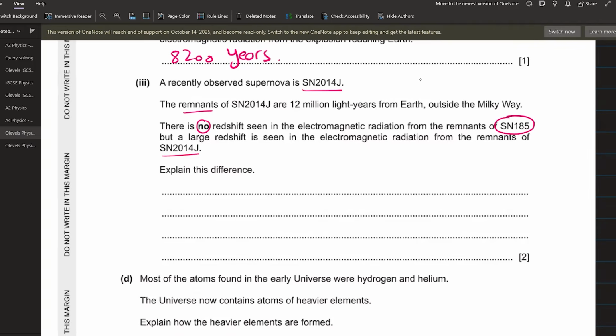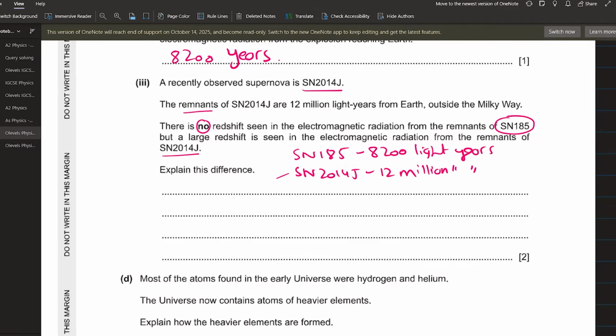SN2014G. एक्सप्लेन दिस डिफरेंस। बेटा फर्स्ट ऑफ ऑल तो आपको याद होना चाहिए कि रेड शिफ्ट इंक्रीजेज विथ डिस्टेंस। द फर्दर अवे यू आर फ्रॉम द अर्थ द लार्जर द रेड शिफ्ट। SN185 कितने डिस्टेंस पे है अर्थ से? 8200 लाइट ईयर्स। However, ये जो दूसरा वाला सुपरनोवा है SN2014 कैपिटल जी, दिस इज एट अ डिस्टेंस ऑफ 12 मिलियन लाइट ईयर्स। कौन सा ज्यादा दूर है? ऑब्वियसली इफ यू हैव बेसिक मैथ्स, दिस इज फर्दर अवे, दिस विल एक्सपीरियंस अ ग्रेटर रेड शिफ्ट, hence, this has a significant redshift.